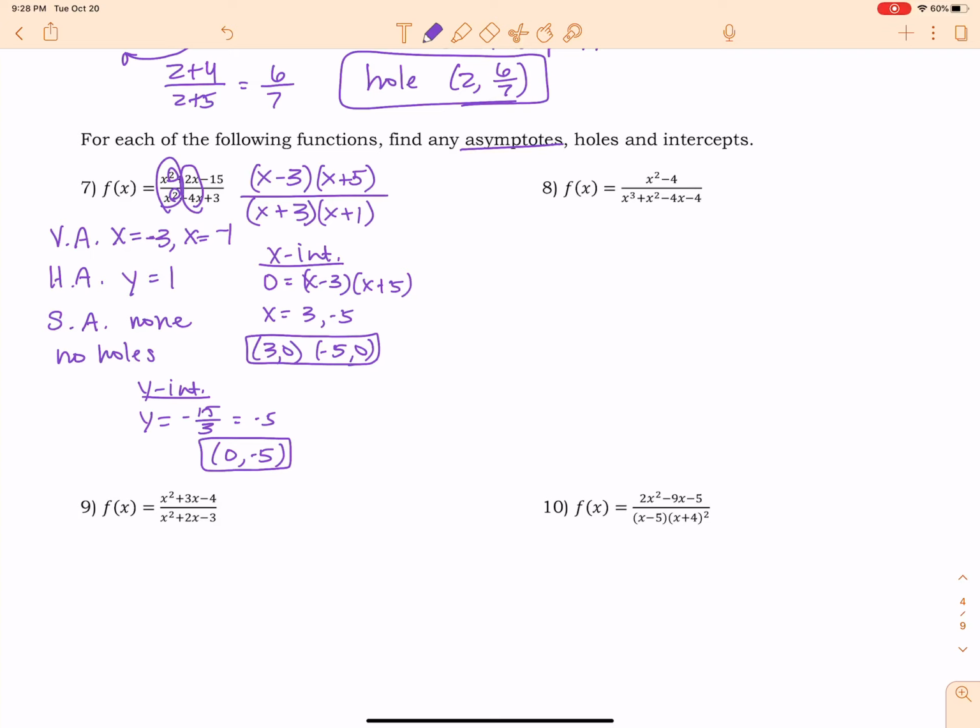Okay, let's look at number 8. Don't panic. This is going to factor as a difference of squares. And down here, we're going to factor by grouping. So in my first group, I've got x cubed plus x squared. So I'm going to factor out the x squared. And then in this grouping, I'm going to factor out a negative 4.